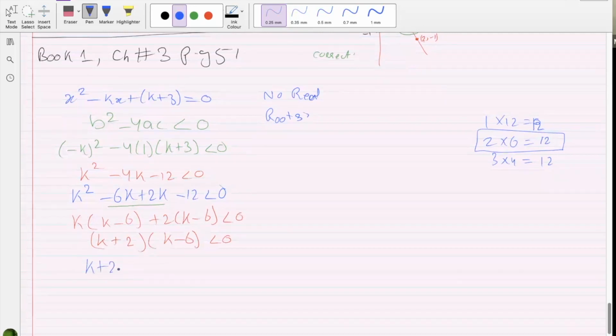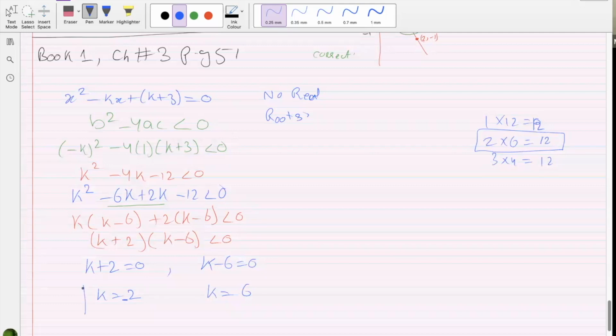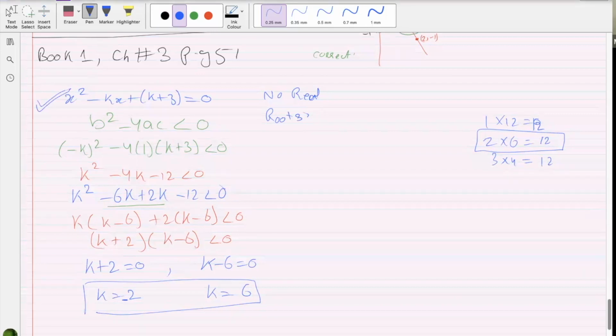k plus 2 times k minus 6 is less than 0. First bracket equals to 0. Second bracket equals to 0. So k is equal to minus 2 and k is equal to 6. When k has these two values, the first equation does not touch the x-axis.